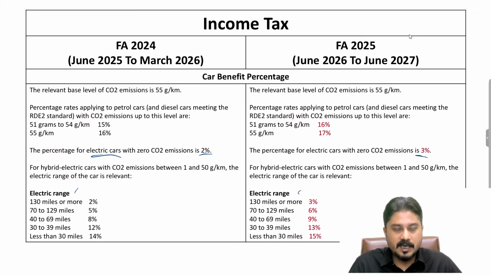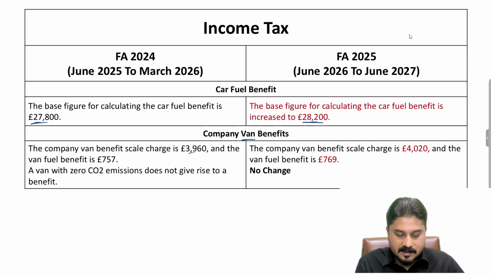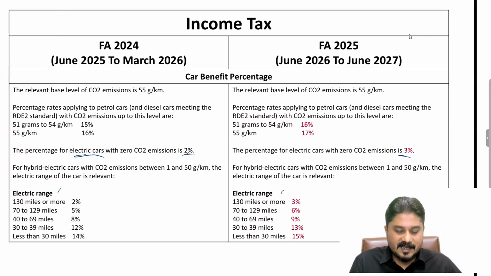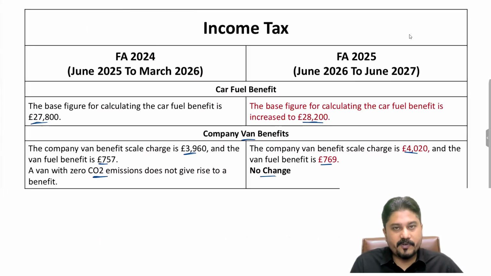So the first change in front of us with respect to income taxes is applicable to the employment income car benefit percentages. Moving forward, if we talk about fuel benefit, yes, this scale charge amount has increased. Thereafter, van benefit, yes, both of these amounts have been increased. And for zero emission vans, there is no change. So till now, we can say that in income taxes we got a change in the car benefit percentage, which is increased by 1%, and there is a change in the fuel benefit scale charge amount and the company van benefit amounts.